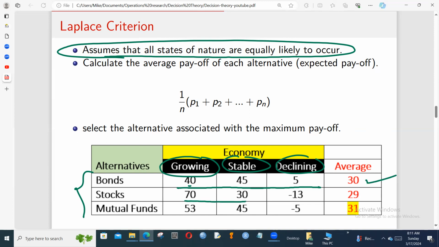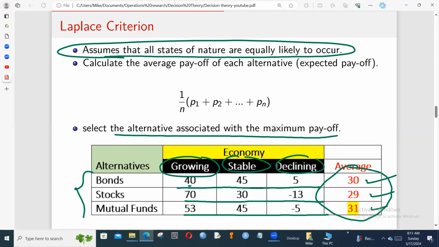For stocks, we have 70 plus 30 plus negative 13, divided by 3, we have 29. And for mutual funds, again, we sum the 3 and divide by 3, we get 31. And so when you look at these average outcomes based on Laplace, we now select the alternative that is associated with the maximum payoffs.